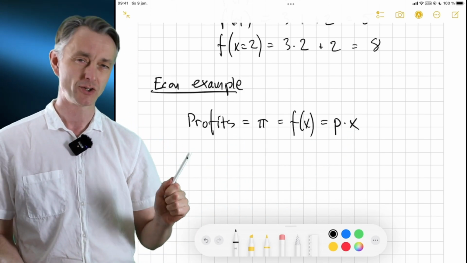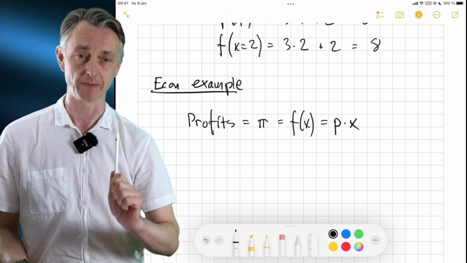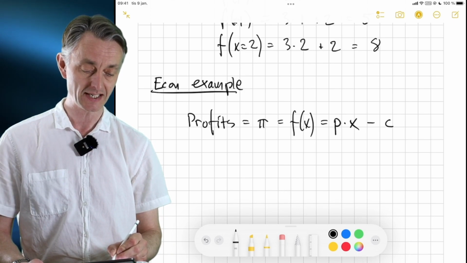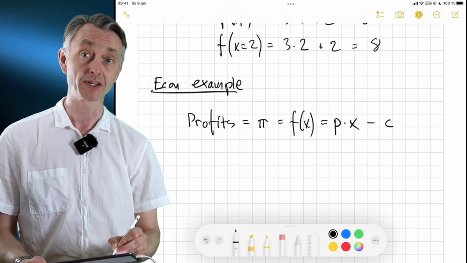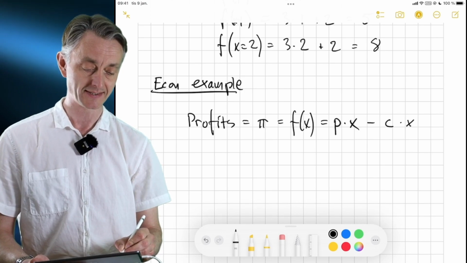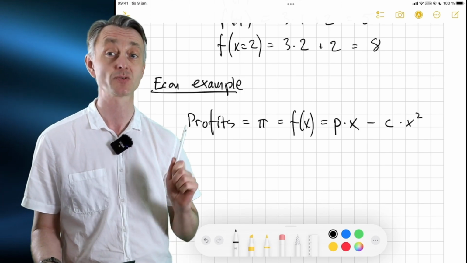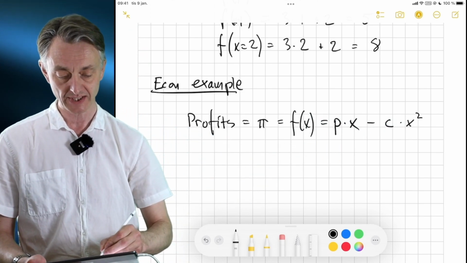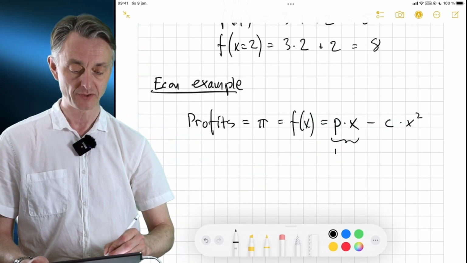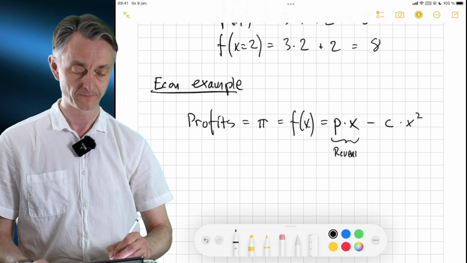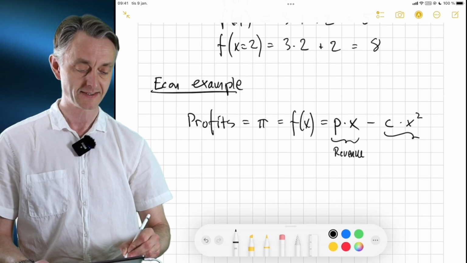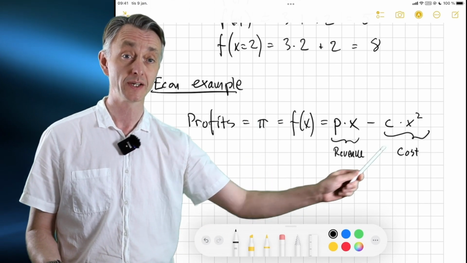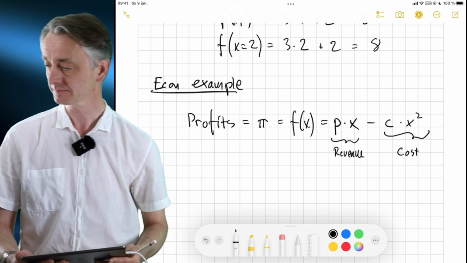But then also there's a cost side to things, unfortunately, for the firm. And that is minus, and then we use some C here, that's a fixed number, a parameter, times X to the power of 2. This is just one example of one possible profit function. So here we have revenue, and this is cost. And revenue minus cost, that is profits.